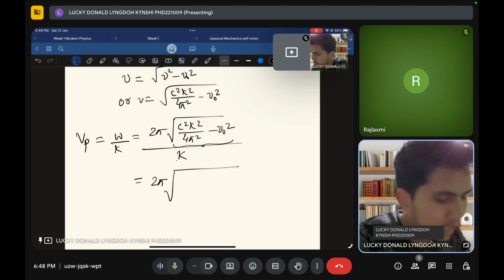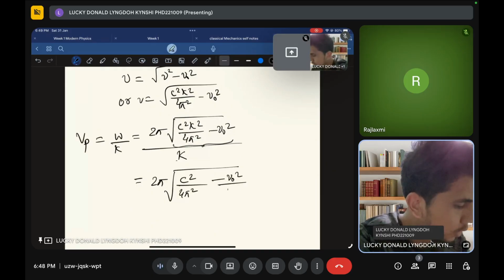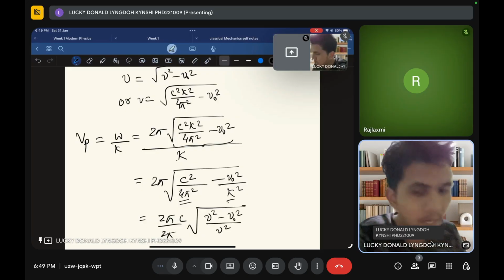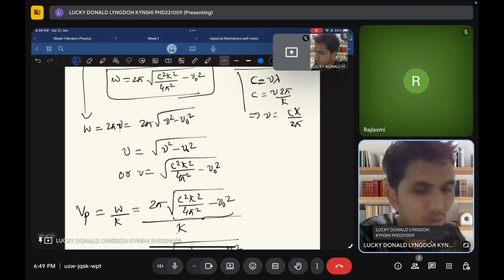So if you put 2k inside the square root, you will get c square by 4 pi square minus mu naught square by k square. If you put it inside the square root, then again you will get 2 pi, you can take this 2 pi outside, and you can also take c. You will get something like mu square minus mu naught square by mu square. Again, I convert this k back using this formula: k is equal to 2 pi mu divided by c.